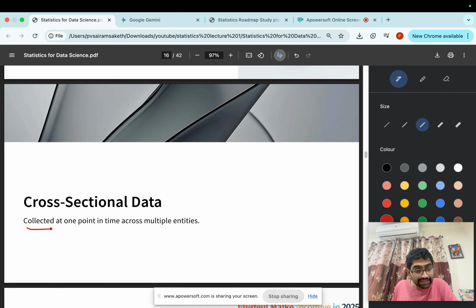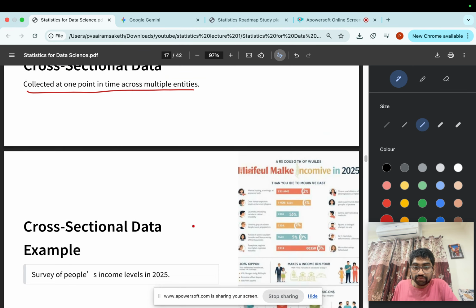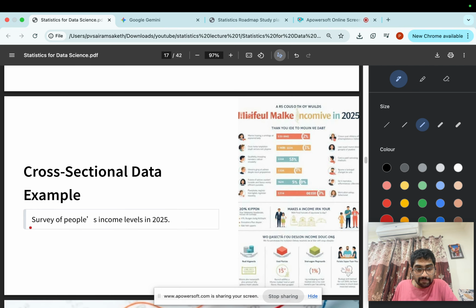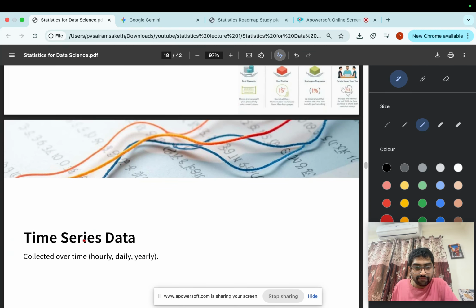Cross-sectional data means data collected at one point in time across multiple entities. Means you are collecting the entire data at once. For example, a survey of people's income levels: you collected this data from multiple houses in one moment. It is called cross-sectional data.